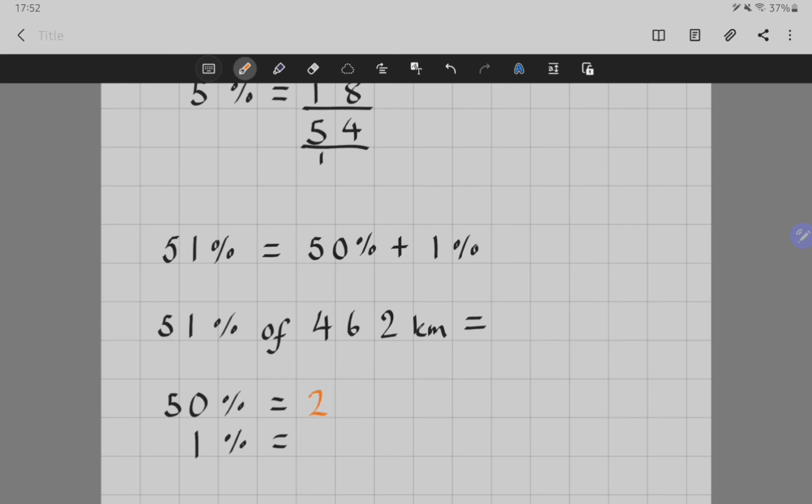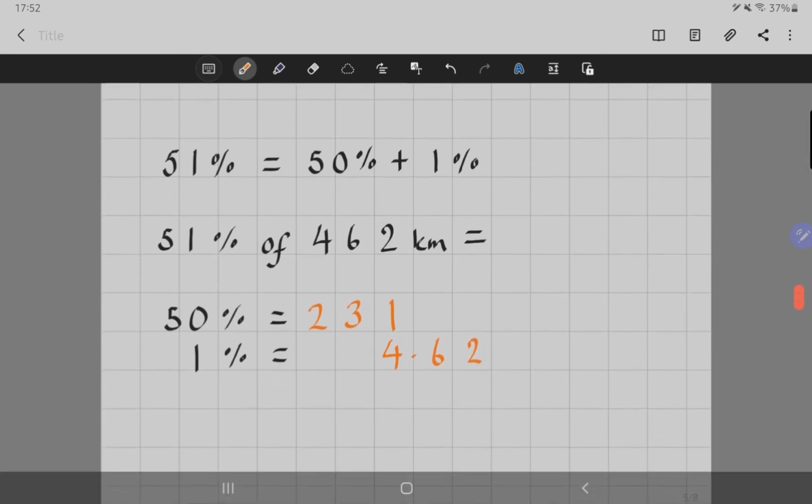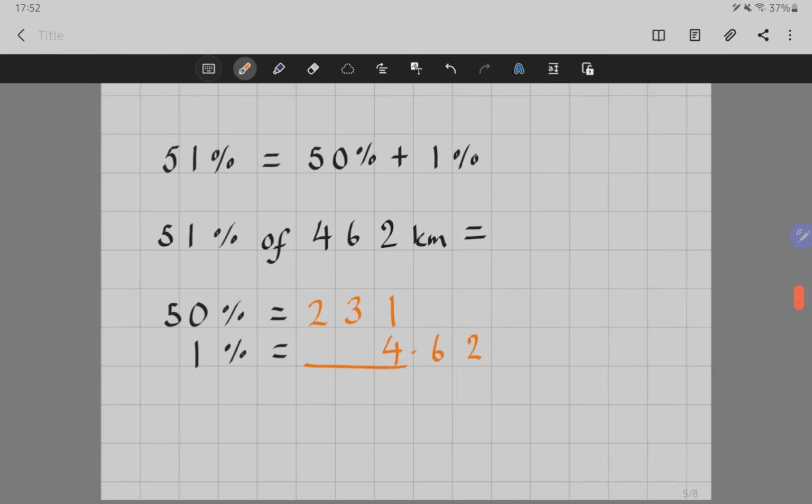So half of 400 is 200. Half of 60 is 30. Half of 2 is 1. That's 231 kilometres. 1%, well, I divide by 100, so I'm going to have a total of 4.62 kilometres. Now to add them together, so I need 51%, I need them together.